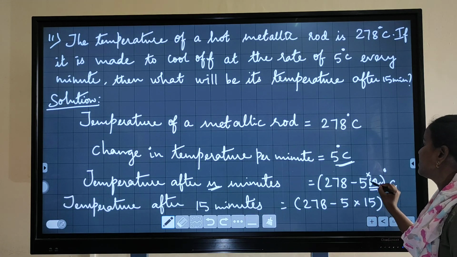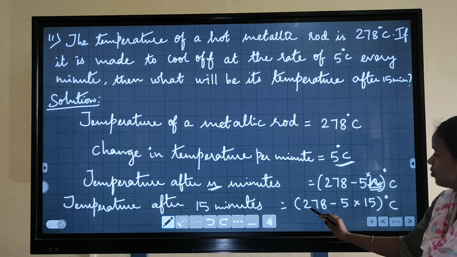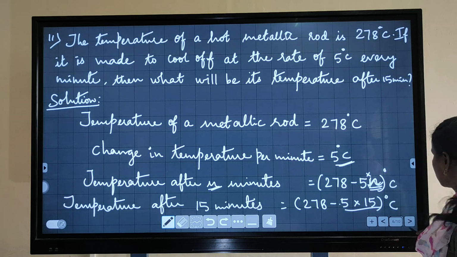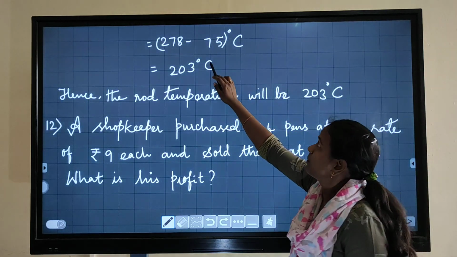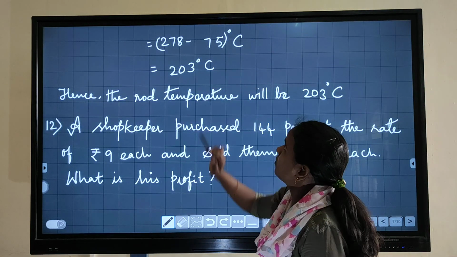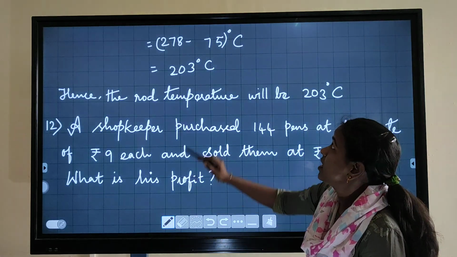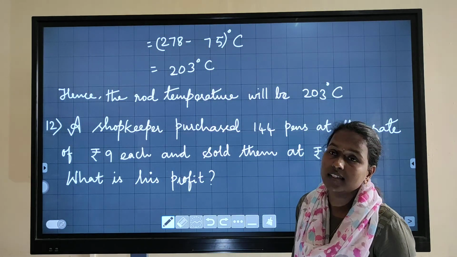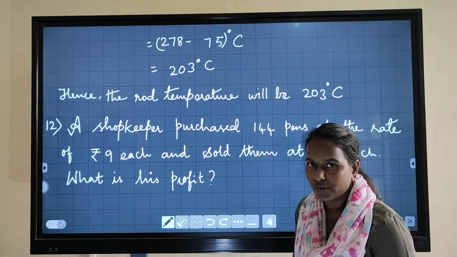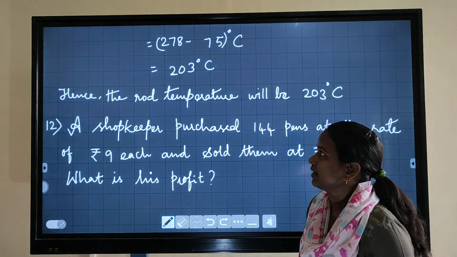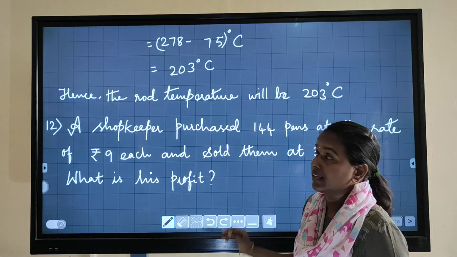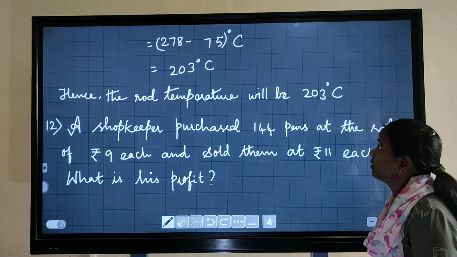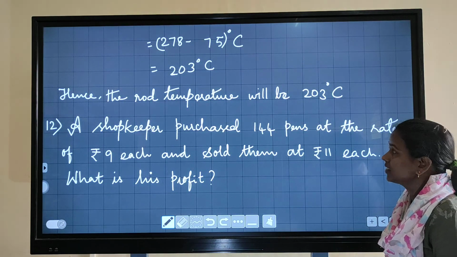If nothing is given, it means here always multiplication. So 278 minus 5 multiplied by 15 degrees Celsius. So 278 minus 15 multiplied by 5, you will get 75 degrees Celsius. If you subtract 75 from 278, you will get 203 degrees Celsius. So you have to write, after 15 minutes what is the temperature of the rod? That is 203 degrees Celsius. So I am writing, hence the rod temperature will be 203 degrees Celsius.